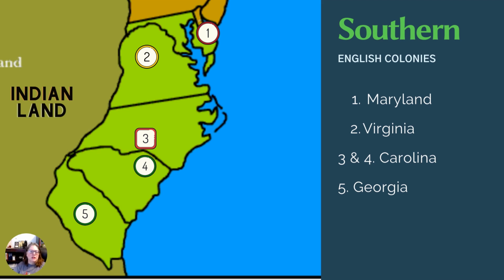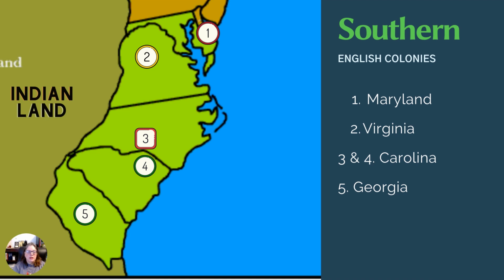All right, so this is the area. We have 5 colonies that are going to be in the southern area. And our map says Indian land. So please don't take offense to that. That is the word that they would have used at the time. We would not say that today. We would say it was Native American land. And all the land, honestly, was Native American land.